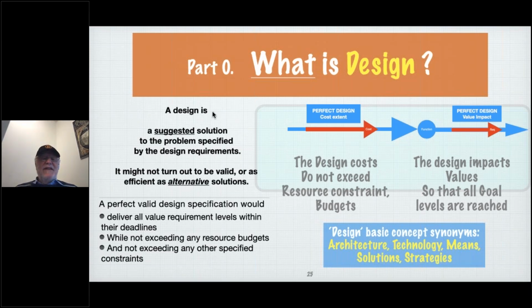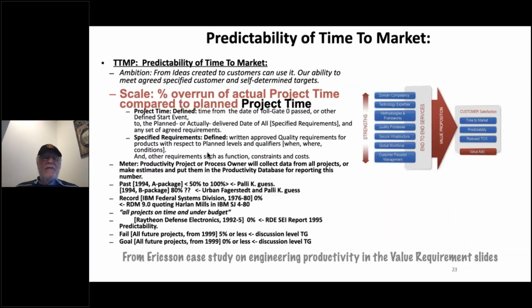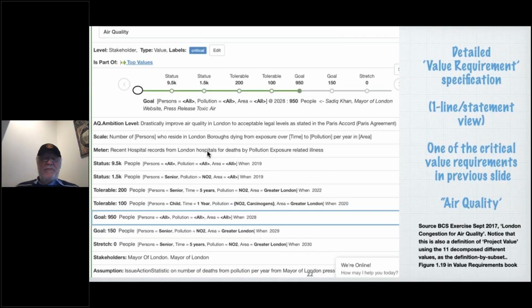What I can do is tell you what I mean by the word design, the concept. A design is a suggested solution. So the process of design generates suggested solutions. So there we have both design the process and design the noun. 2, a problem specified by the design requirements. In other words, this stuff.